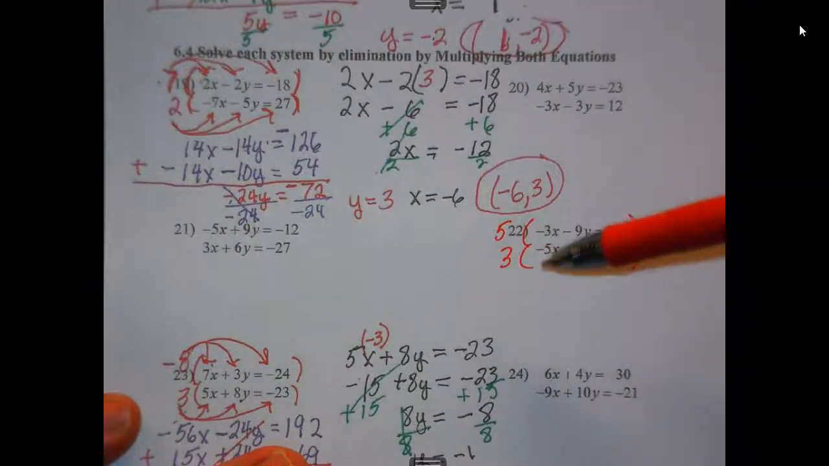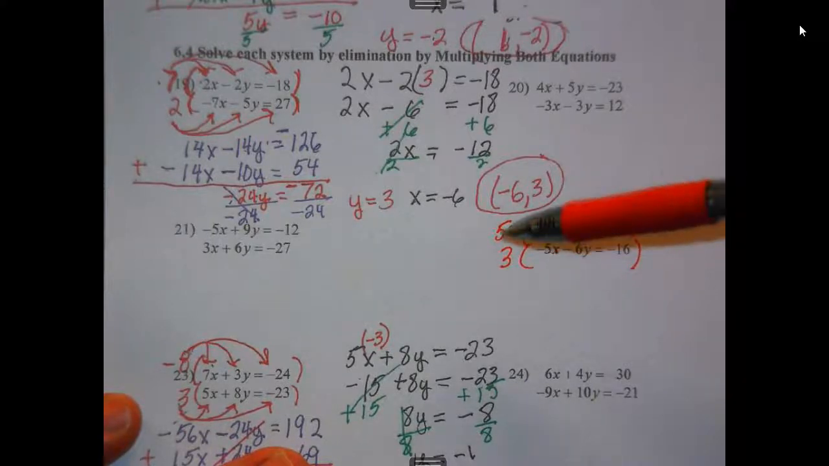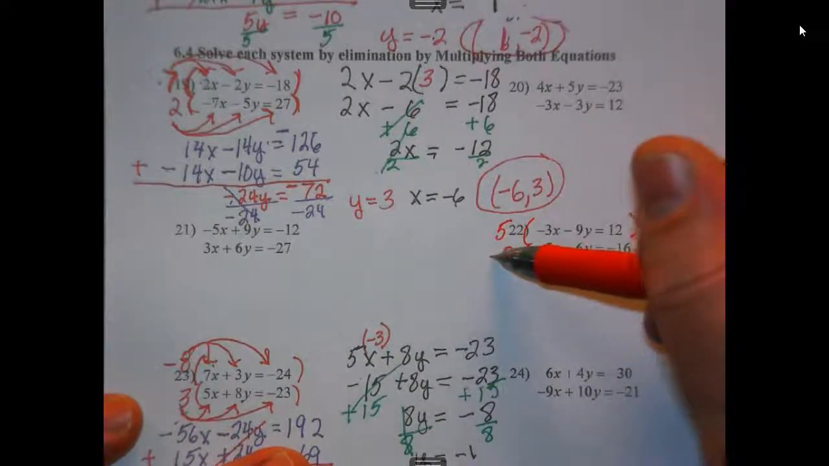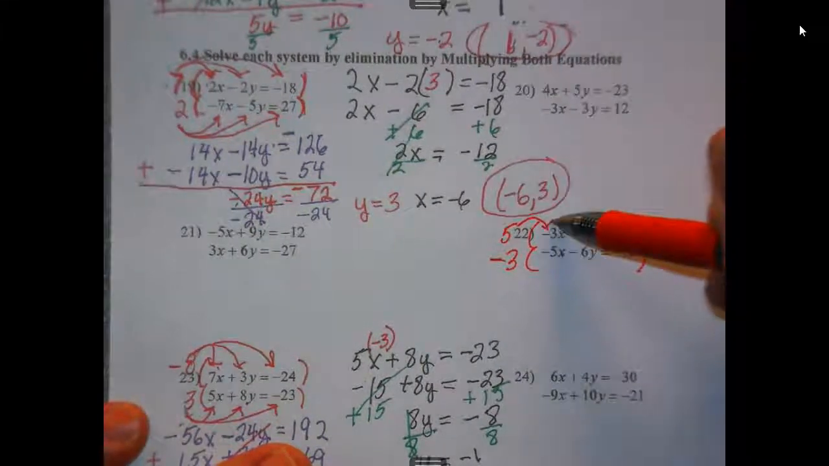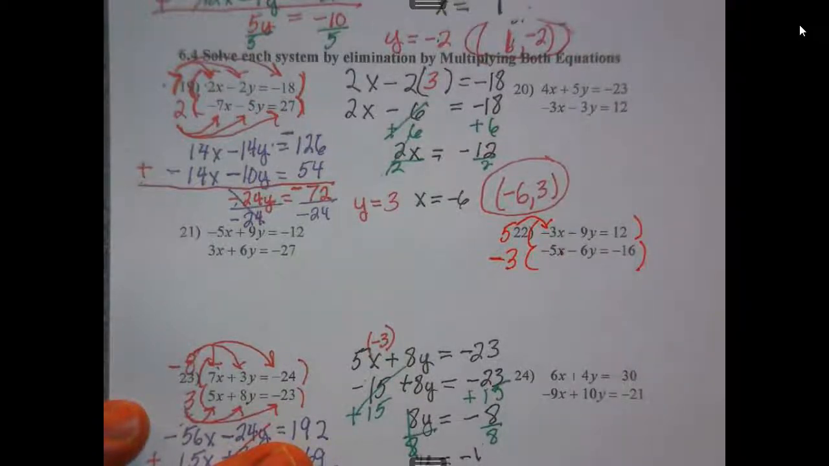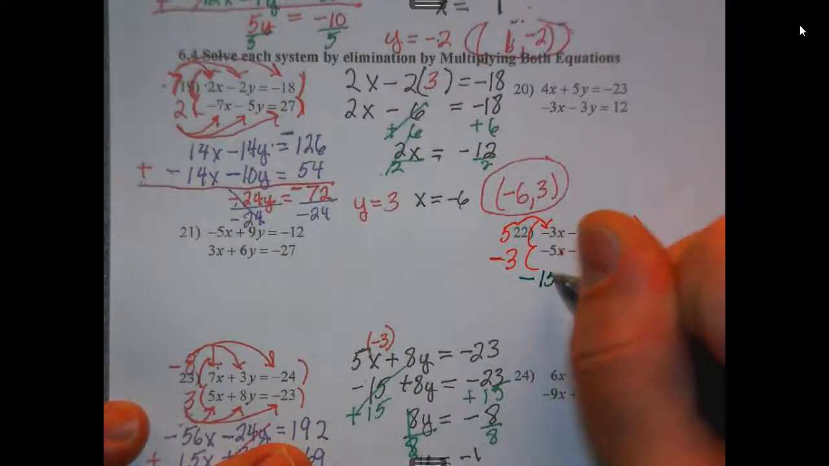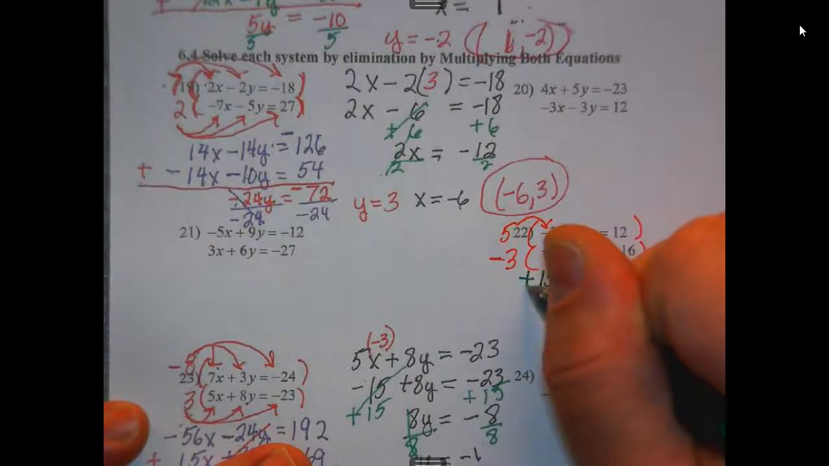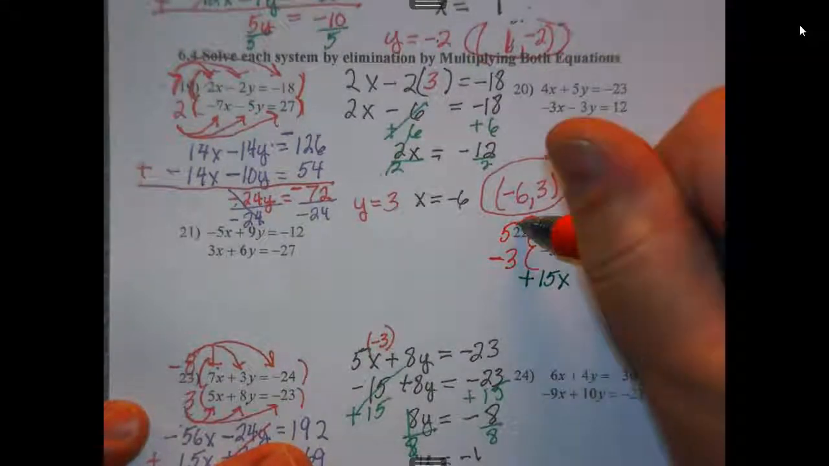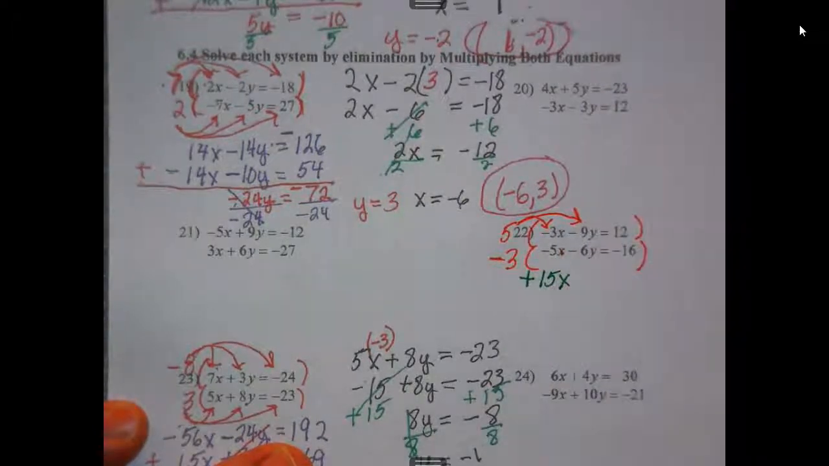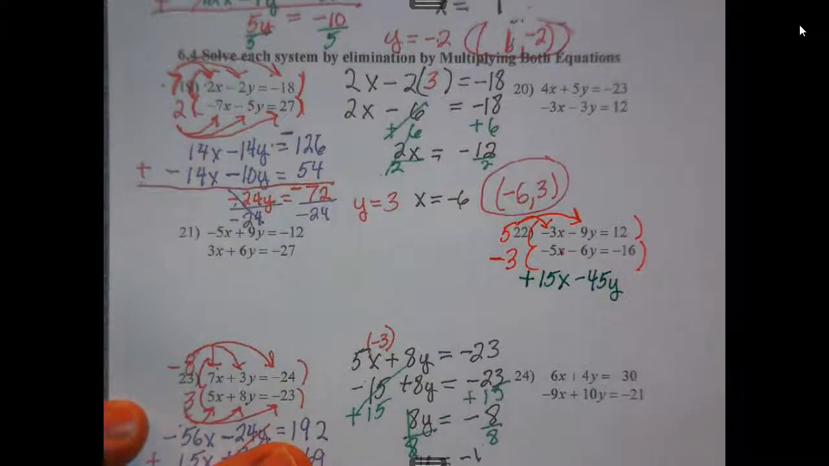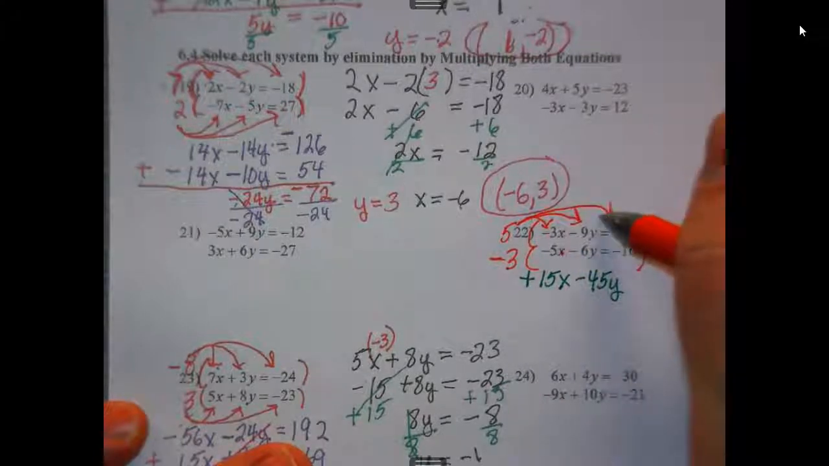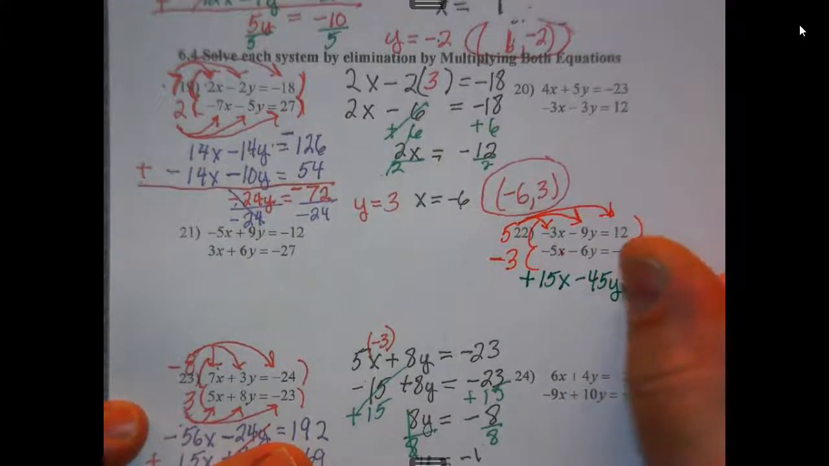Now, since the x's have the same sign, I have to make one of these negative, and I'm going to make the 3 a negative. So, 5 times negative 3x, negative 15x. I'm sorry, that's a positive 15x. 5 times negative 9y is a negative 45y. Then I have 5 times 12 is 60.